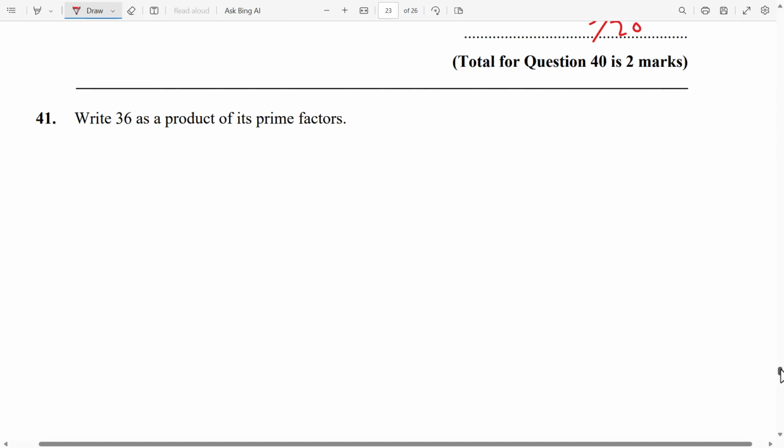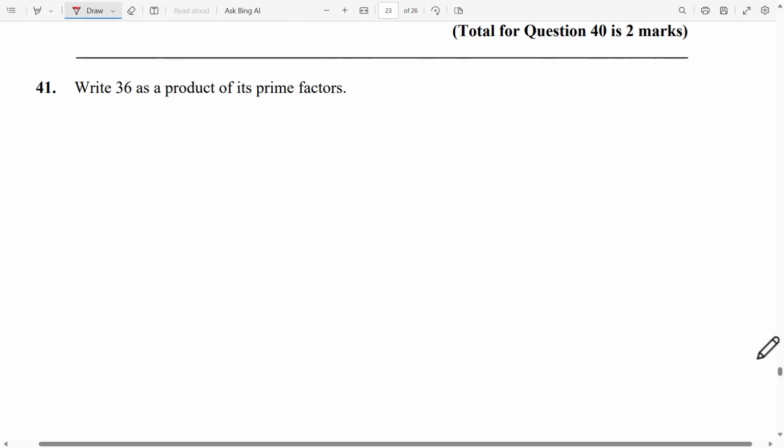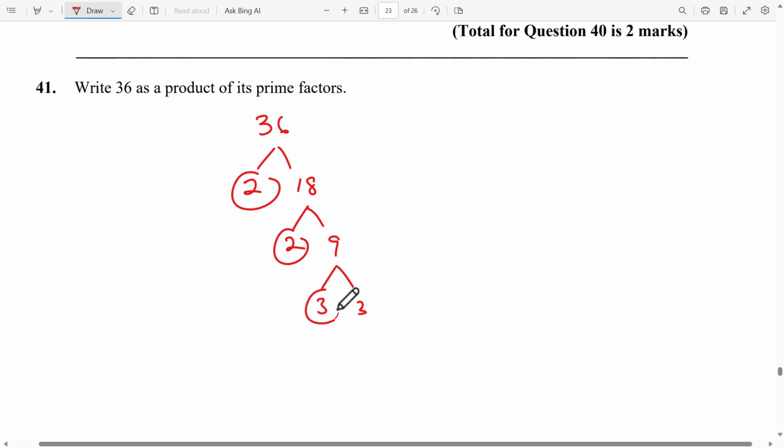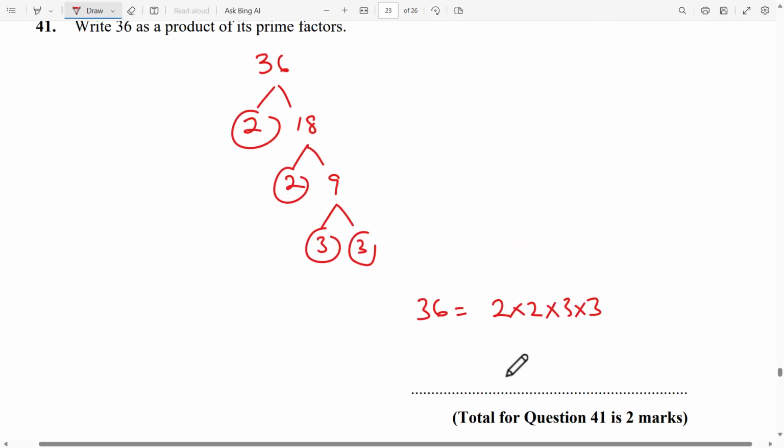Number 41. We need to write this number as a product of its prime factors. So you're going to split it this way, 2 and 18. 2 is a prime. That's 18. That's 2 and 9. 2 is a prime. And 9 can be split into 3 and 3, which are primes. So we can write 36 as 2 times 2 times 3 times 3. Yeah, good. So that's how you do that.